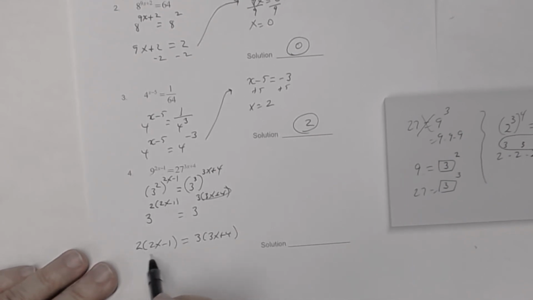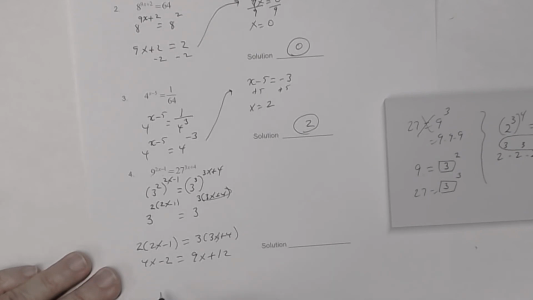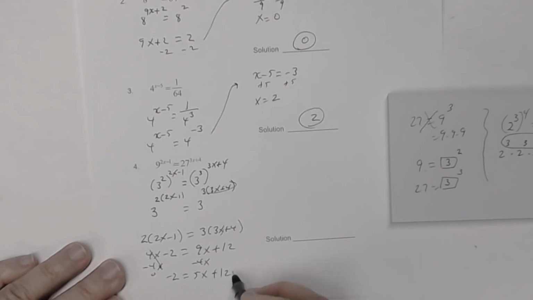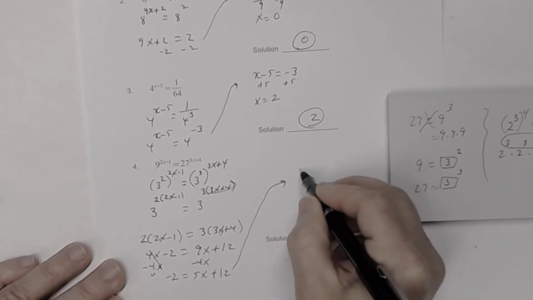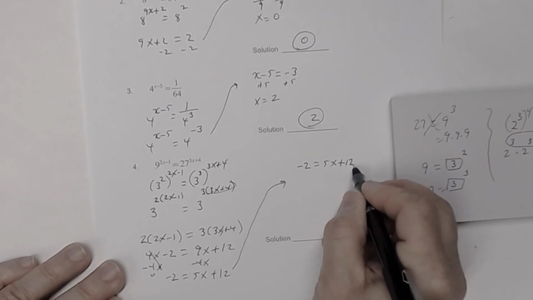So let's go ahead and use the distributive property. 2 times 2x is 4x. 2 times negative 1 is negative 2, equal 3 times 3x is 9x, and then 3 times 4 is 12. Subtracting 4x from both sides, I get negative 2 equals 9x minus 4x is 5x plus 12. So negative 2 equals 5x plus 12.